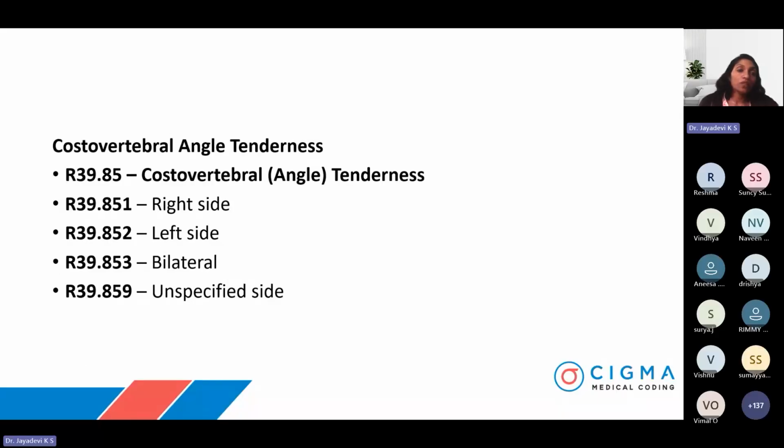Now, costovertebral angle tenderness. Here also a tenderness code is adopted. Costovertebral region, angle tenderness, that's also side-specific. Right side, left side, bilateral, unspecified side. Separate codes are there.